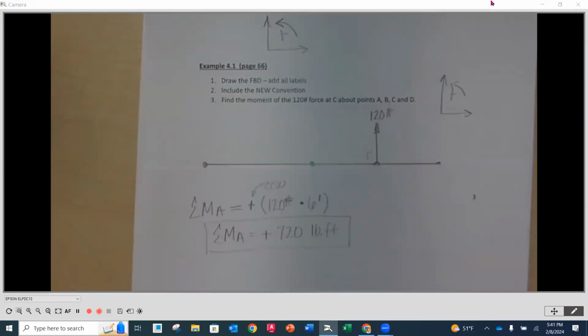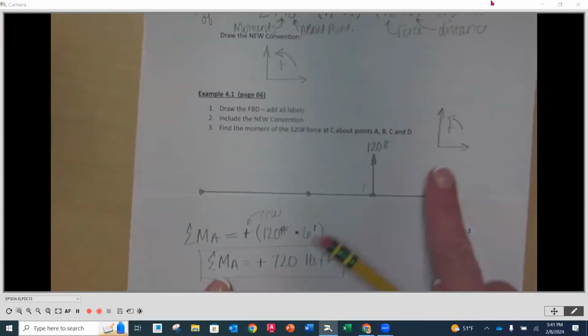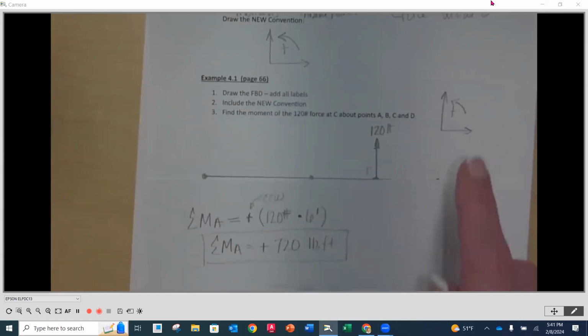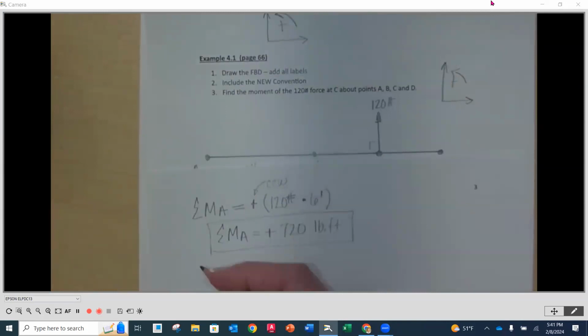All right, now you'll notice the positive out front. What does that tell me? It tells me the direction of rotation. So even in this form, when I have it multiplied out, the positive out front says that the moment around A is going to go counterclockwise. Okay. All right, let's do the same thing for B.